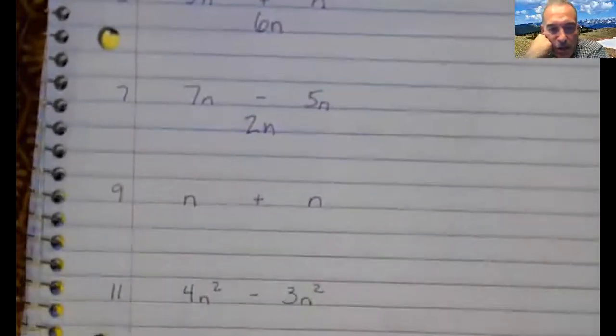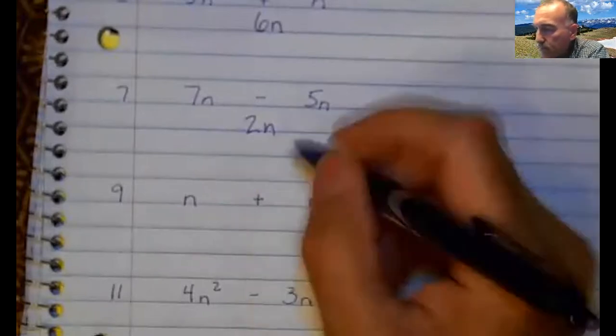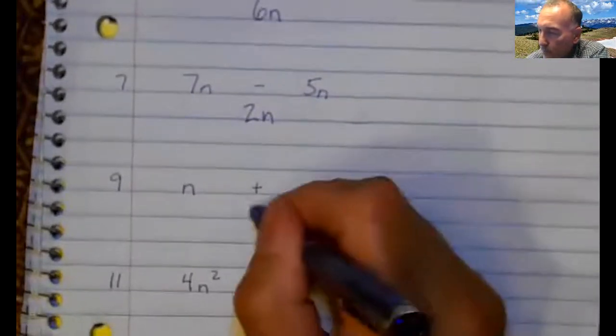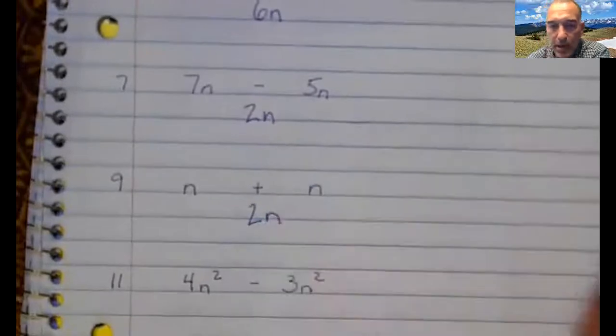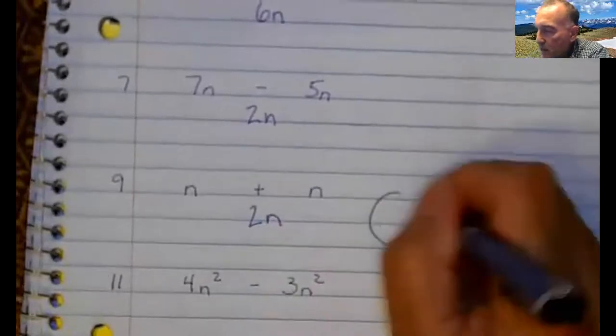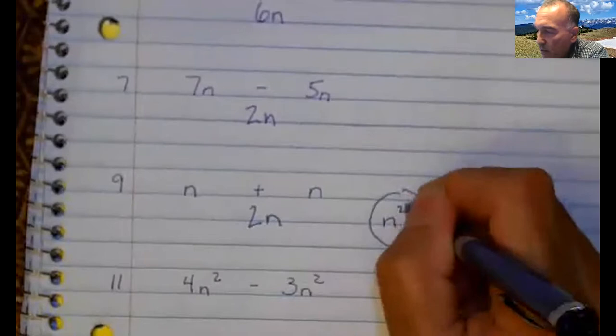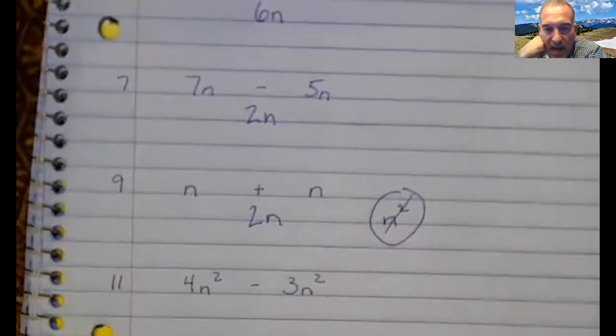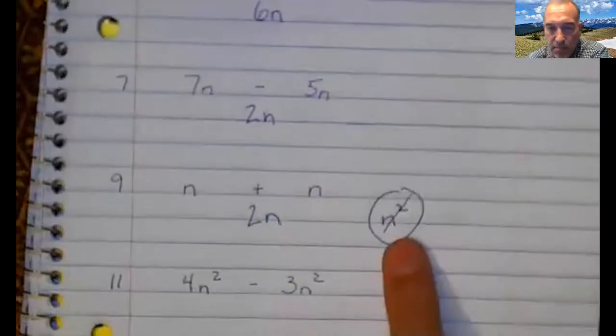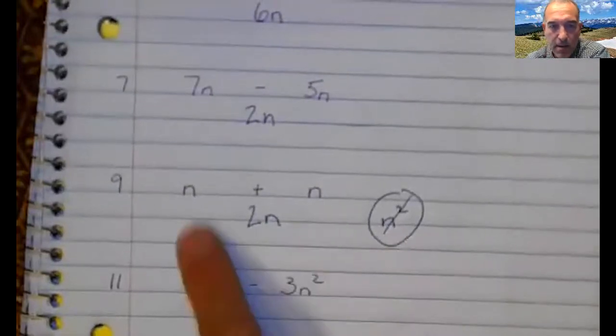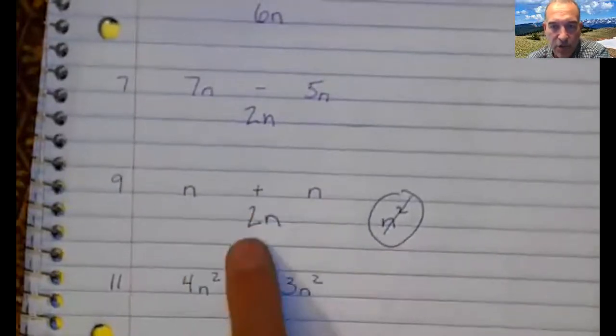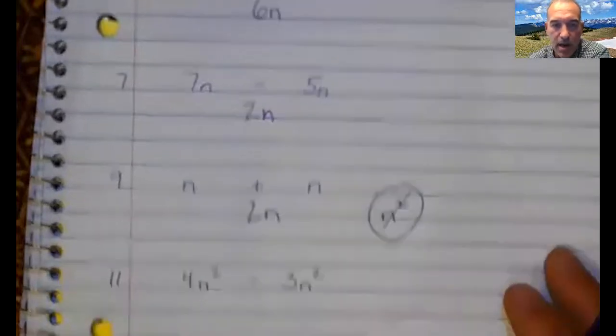How many n do I have? I have 2n. I do not have n squared. I don't have n times n, because this would be n times n. This said n plus n. So I have 2n. Let's go on.